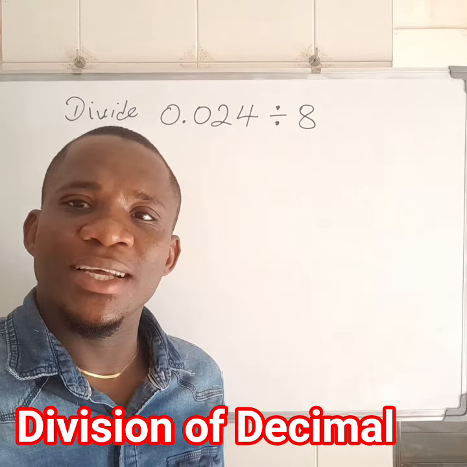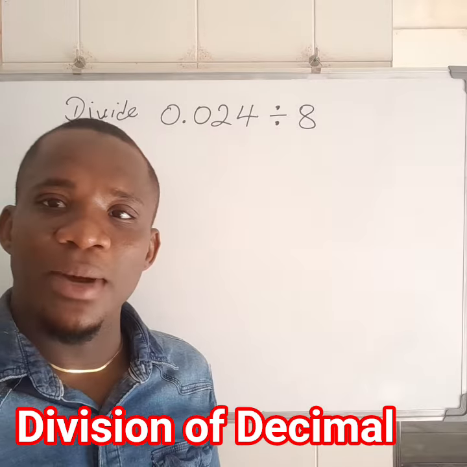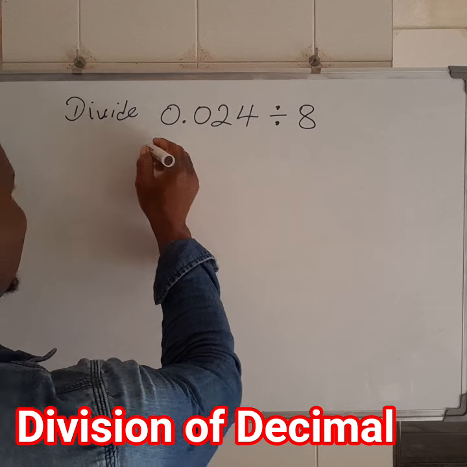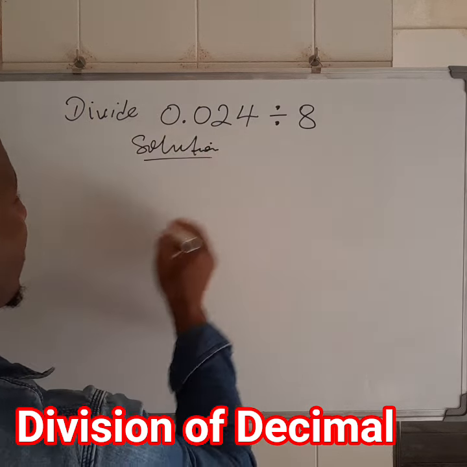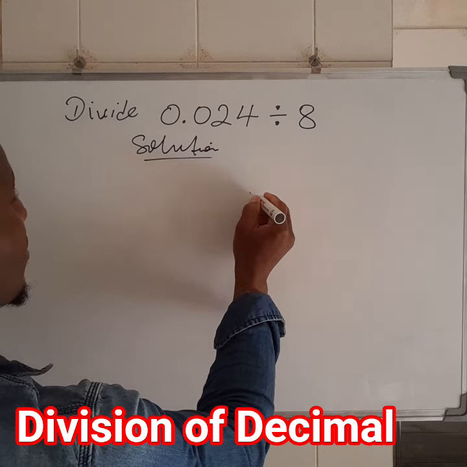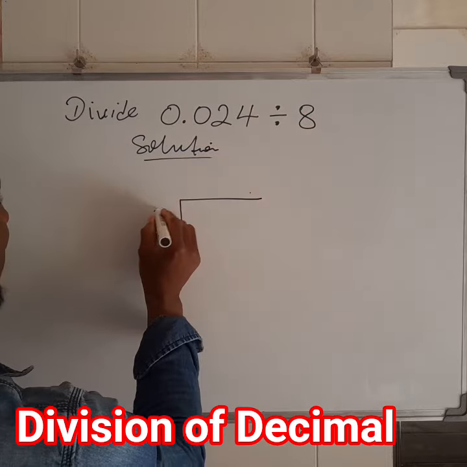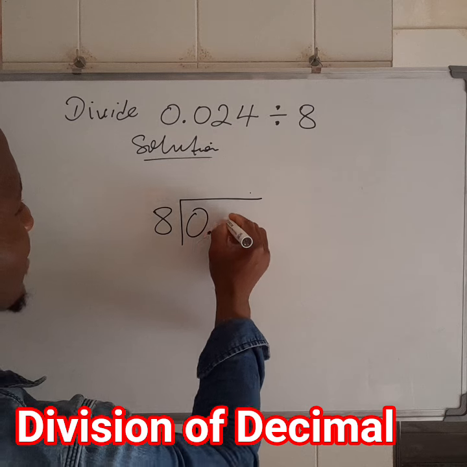In today's lesson, let us learn how to divide a decimal number by a whole number. Okay, so from here we have the first solution. This is your long division symbol. This is your divisor. Put it outside, and your dividend should be here inside.